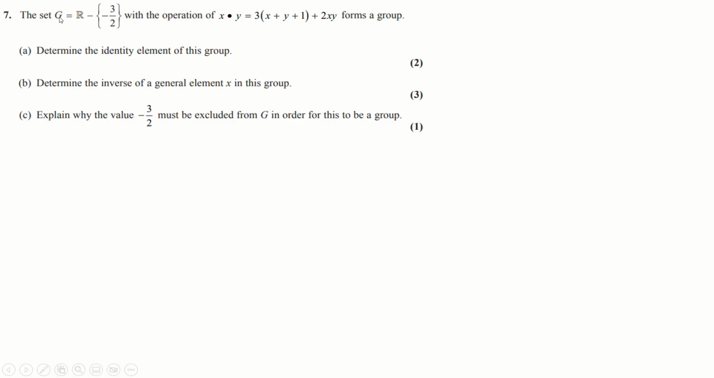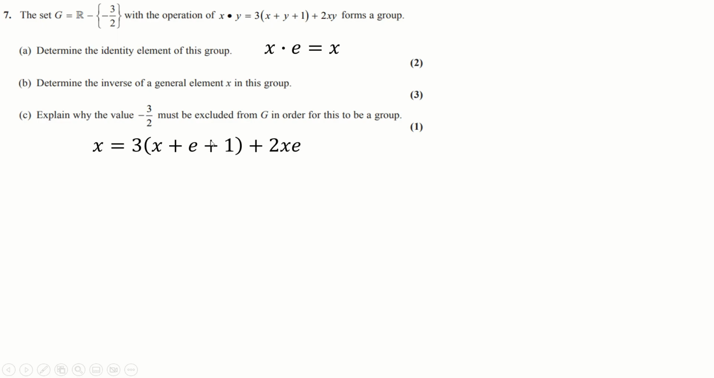Anyway, the set G is the real numbers without the number minus 3/2. With this operation, to find the identity, we'll just call the identity e. x composed with the identity equals 3 lots of x plus e plus 1 plus 2e xe. But also the identity forces x, when combined with it, to be x. So therefore we'd have x equals this thing with the e's as the y.